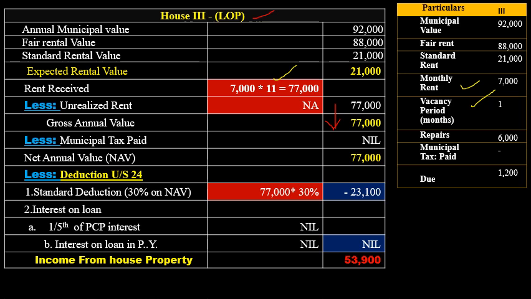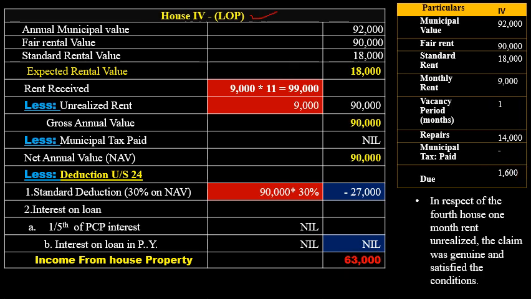No municipal tax, because it is due, not paid in the previous year. If it is paid, then only it can be deductible. So next is the net annual value, 77,000. Then standard deduction, you are going to get 23,100. No interest on loan here. So the total income of the third house is 53,900.